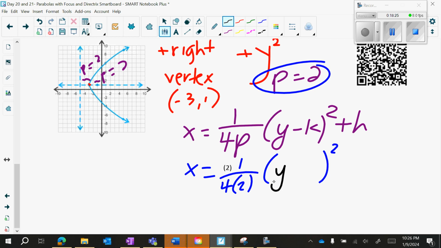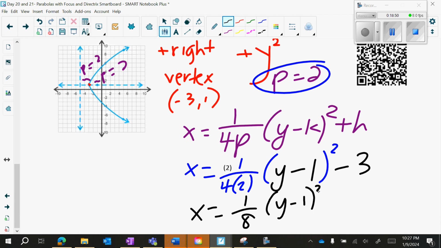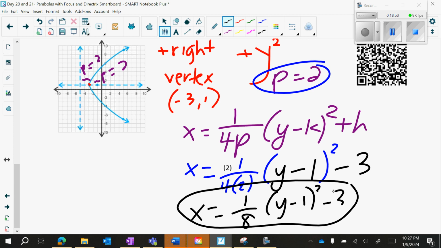Now the h and the k are a little confusing because the -3, which is the vertex, the x is going to go over here, and then the y is going to go over here. That's where it gets confusing. So the -3 stays the same, but the -1 changes because it's in parentheses. So the final answer is 1 over 8 (y minus 1) squared minus 3. And that's because I had to put the h, which is the x, on the outside because the h and the k switch. And then I had to change the sign within the parentheses also.